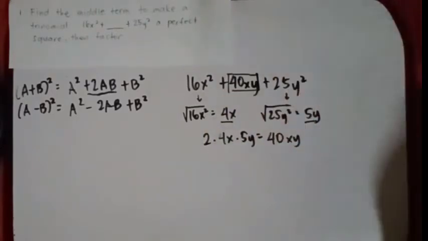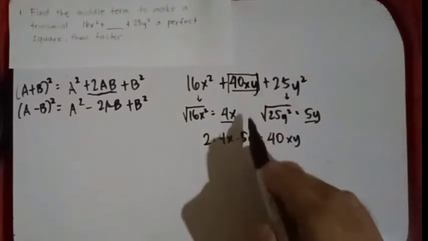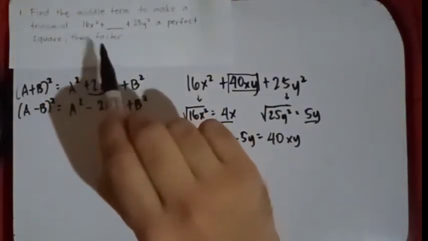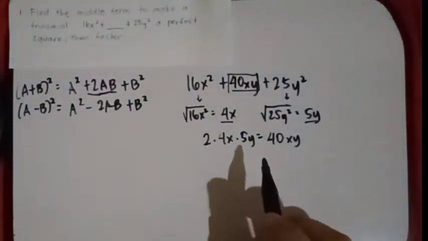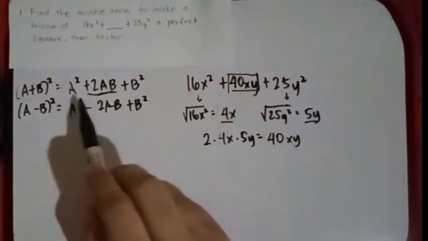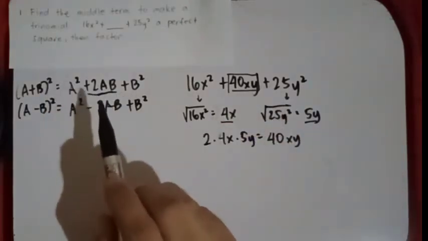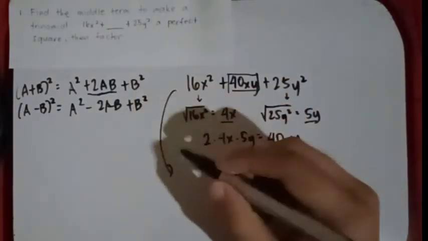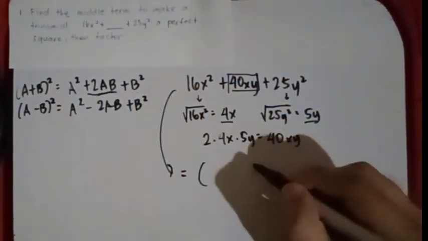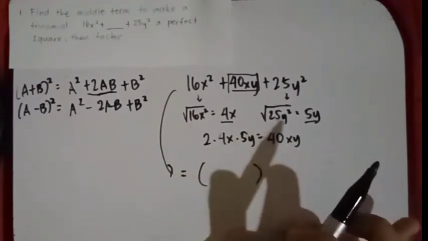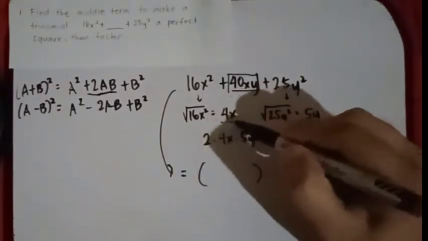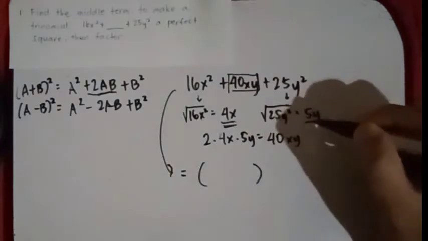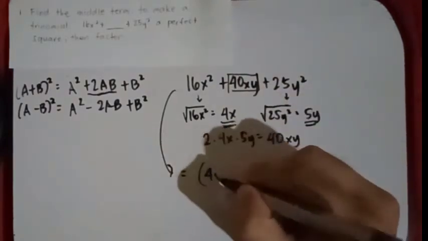Ayan siya. Okay? And then, hindi pa tapos kasi ipa-factor pa natin to. No? So, i-express natin itong perfect square trinomial into square of a binomial. So, ano yung 2 terms na binomial na kailangan natin? Yung nakuha nating square roots kanina. 4x at saka 5y.